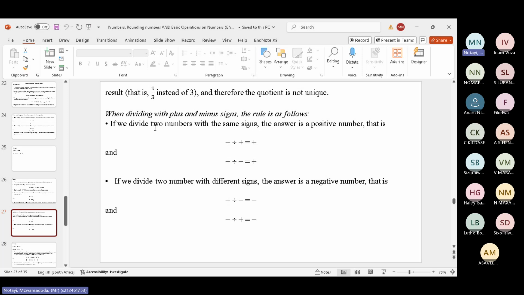When dividing with plus and minus signs, the rule is as follows. If we divide two numbers with the same signs, the answer is a positive number. That is, a positive divided by a positive will give us a positive answer, and a negative divided by a negative, we get a positive answer. If we divide two numbers with different signs, the answer is a negative number. That is, if we have a positive number being divided by a negative number, we'll get a negative number. And if we have a negative number being divided by a positive number, we'll get a negative number.